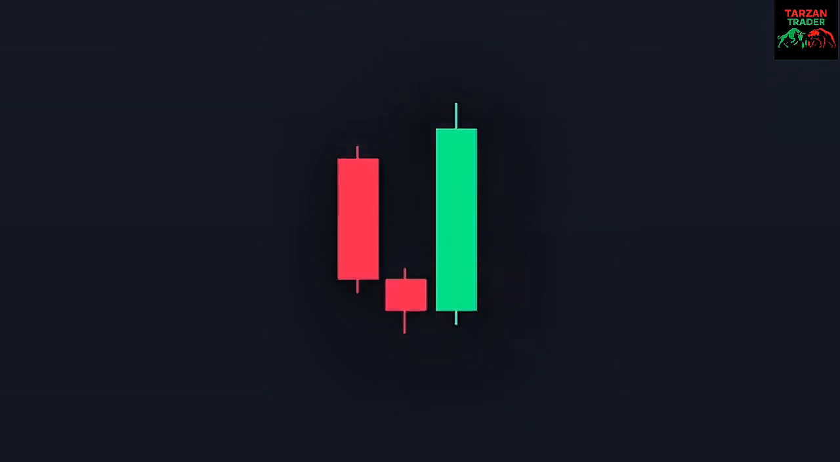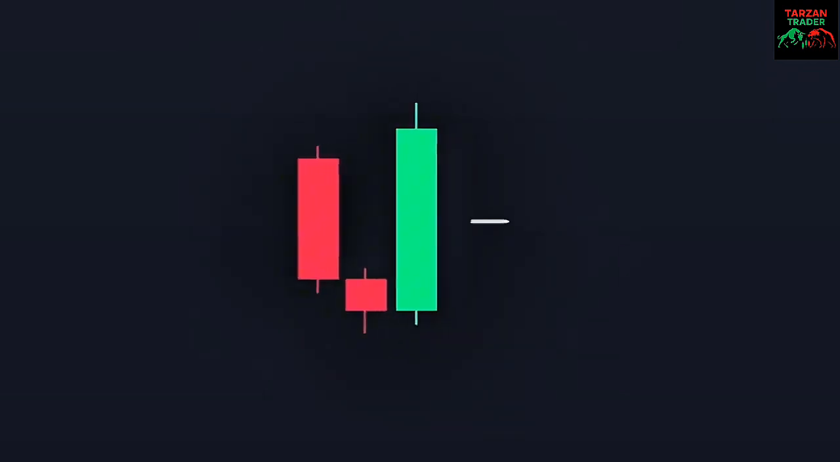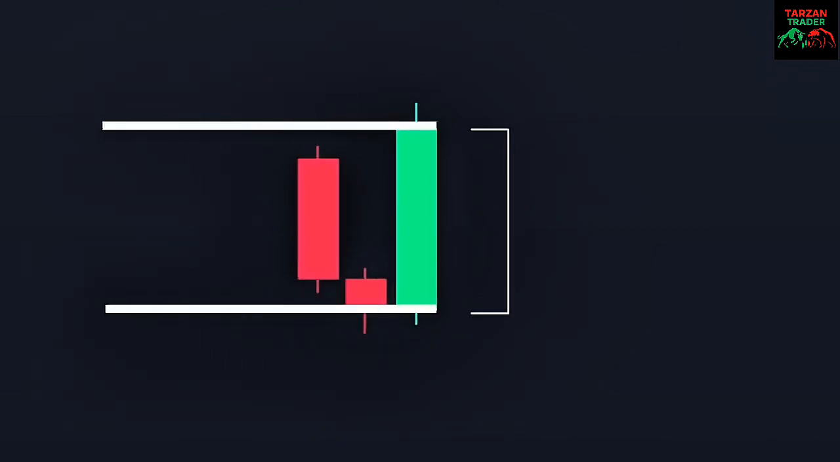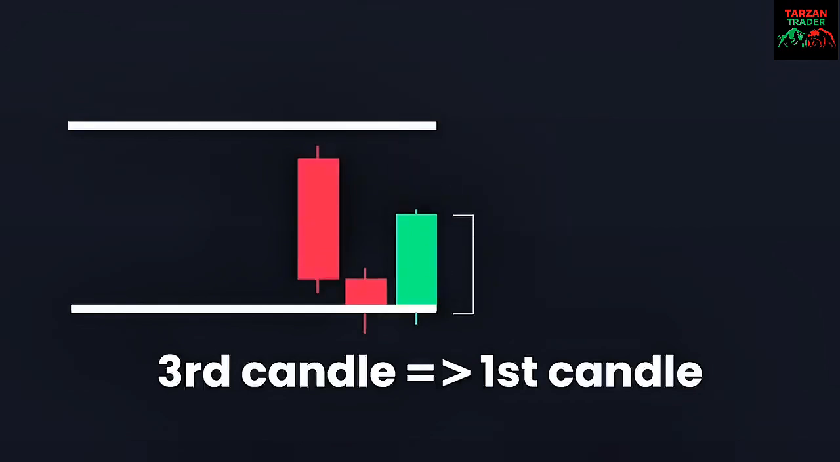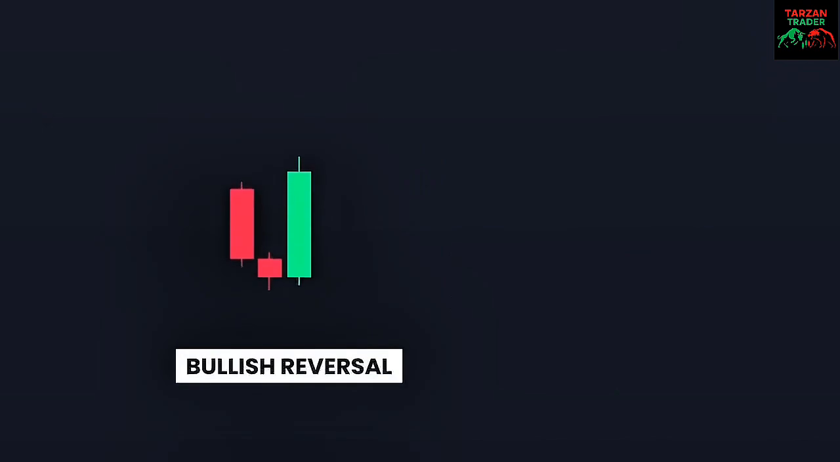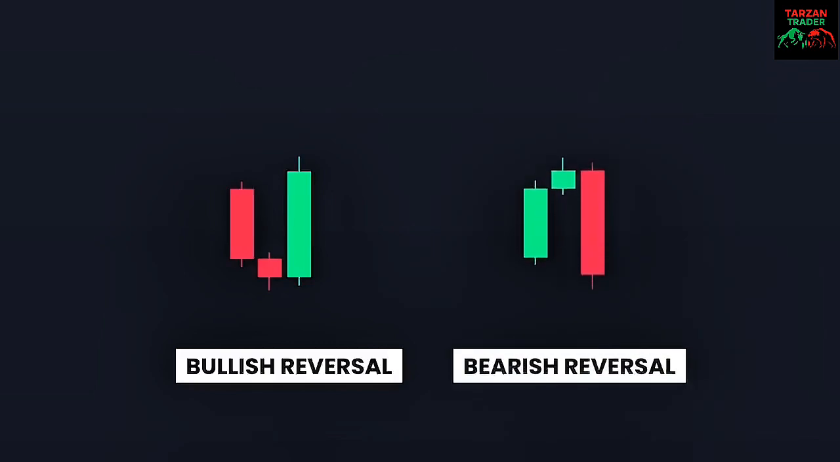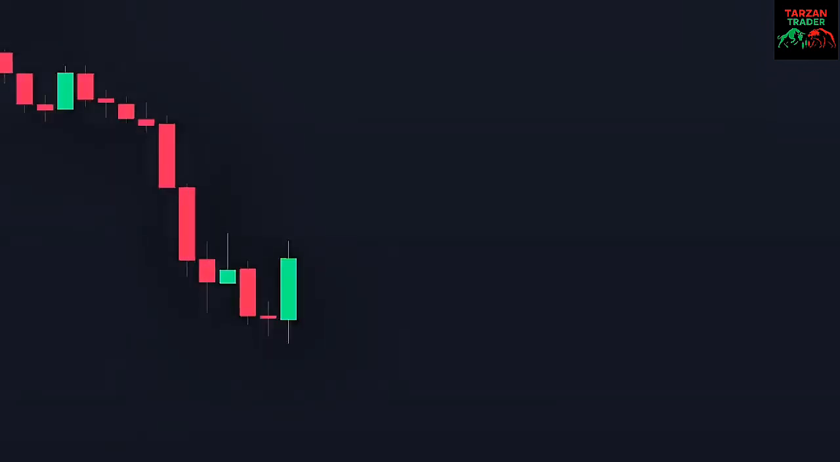Here's what makes this pattern so reliable. The size of the third candle determines the success rate. If the third candle's body is equal to or larger than the first candle, you're looking at a high probability reversal signal. If it's smaller, the signal is weaker. The bullish 3-bar reversal shows 2 red candles followed by a large green candle. The bearish version shows 2 green candles followed by a large red candle. During a downtrend, when you spot a bullish 3-bar reversal, you can enter a buy position at the close of the third candle, with your stop loss at the lows of the second candle.